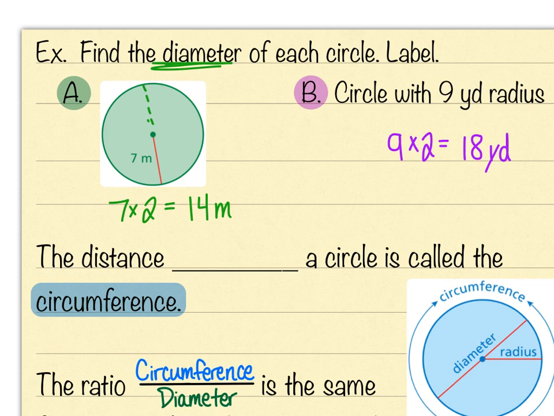So again, the diameter goes all the way through the circle. So the diameter would be the distance all the way through. But the radius only goes halfway through. And so that's two important vocab words that we're going to need basically this whole chapter.